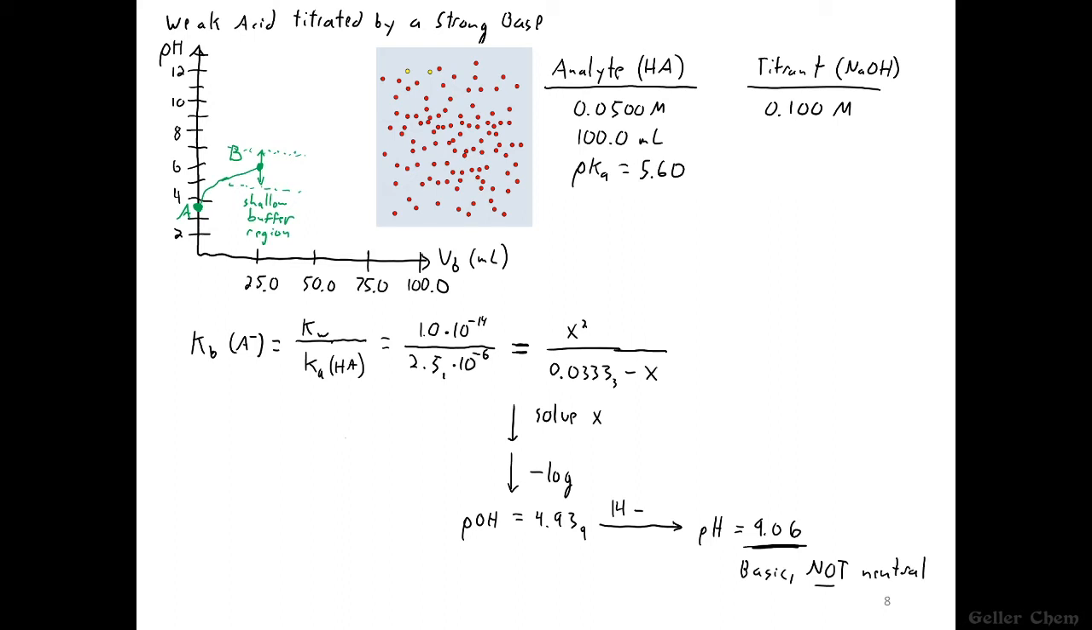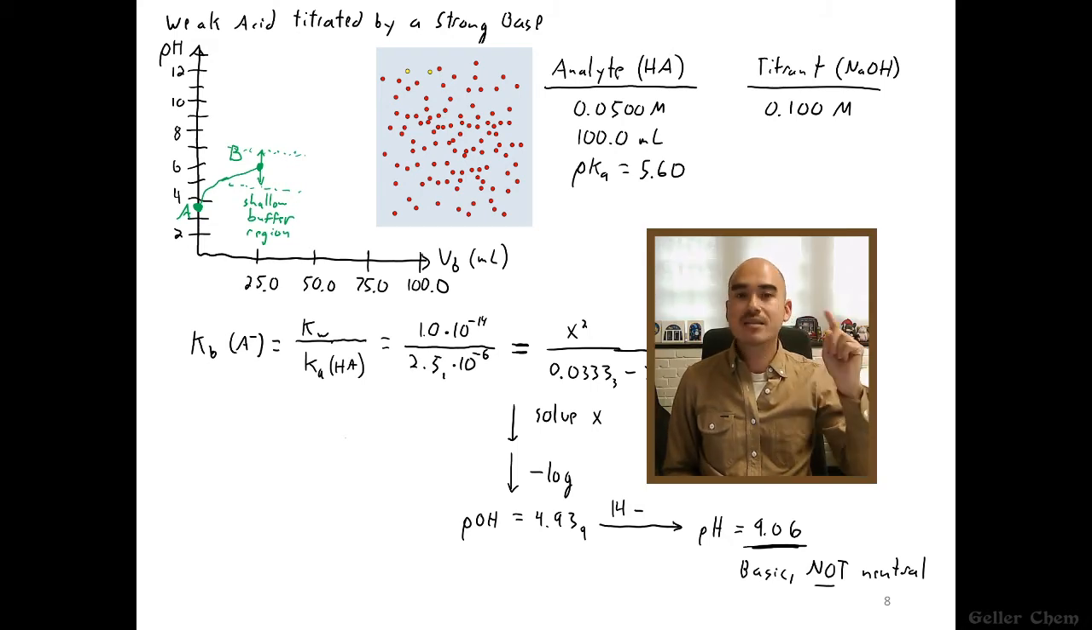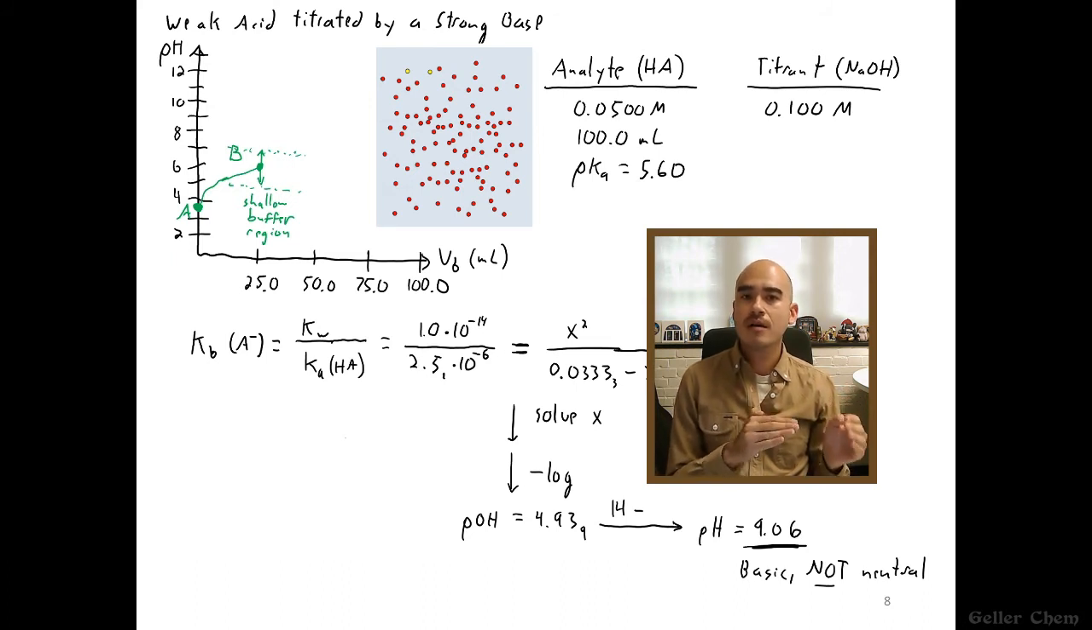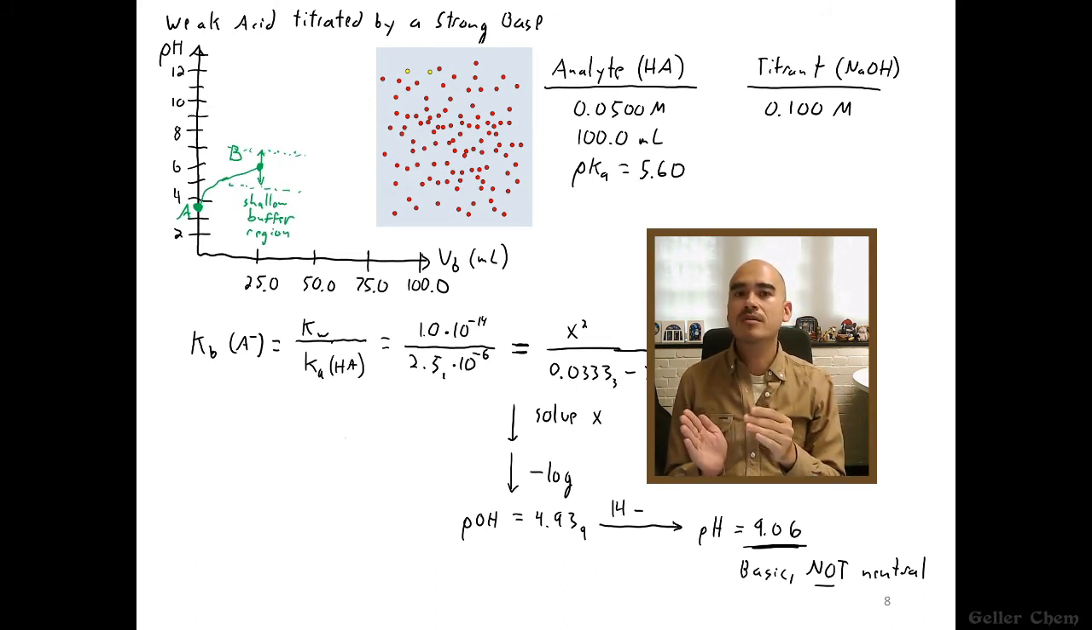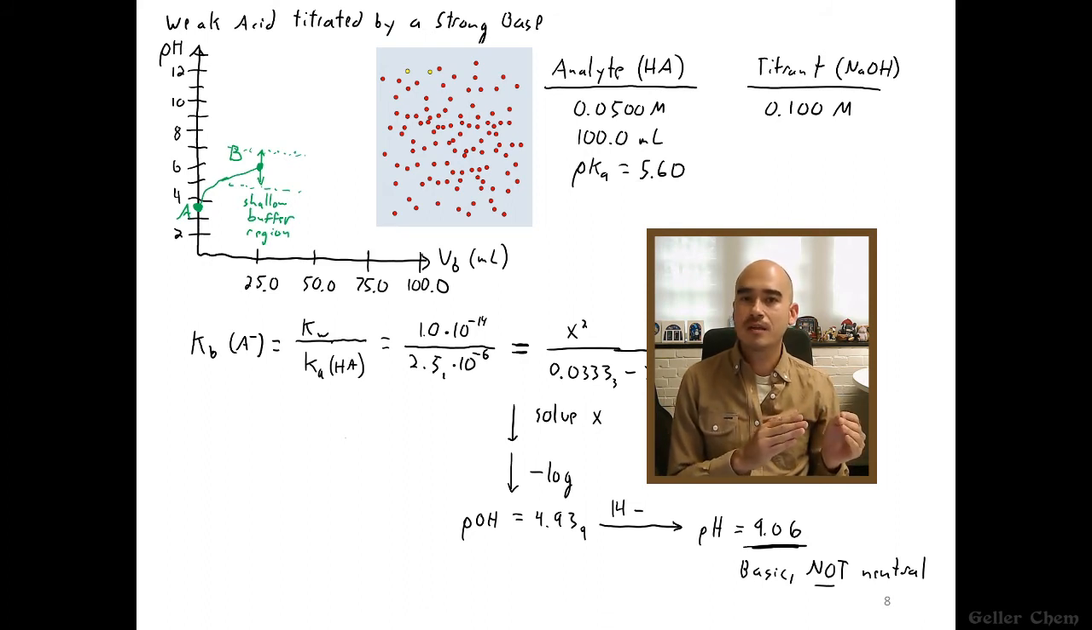We weren't able to just say pH equals 7 at the equivalence point like we did with a strong acid being titrated. And that makes sense, because when we did a strong acid, strong base titration, water was effectively the only product. But in this case, we're producing an actual weak base. Let's quickly delve more into that, and then we'll draw the point in on the titration curve.